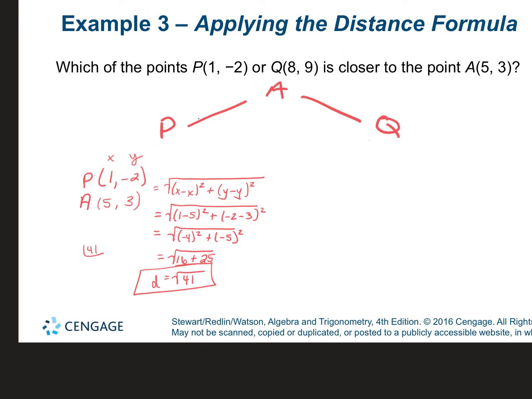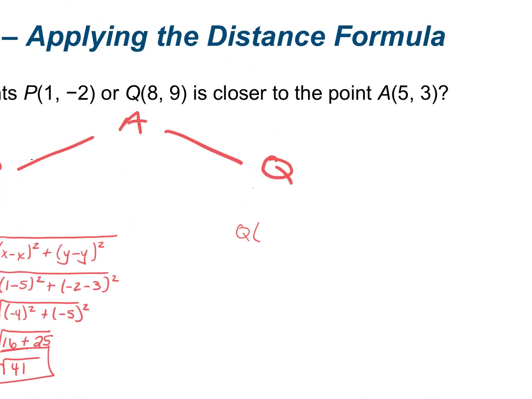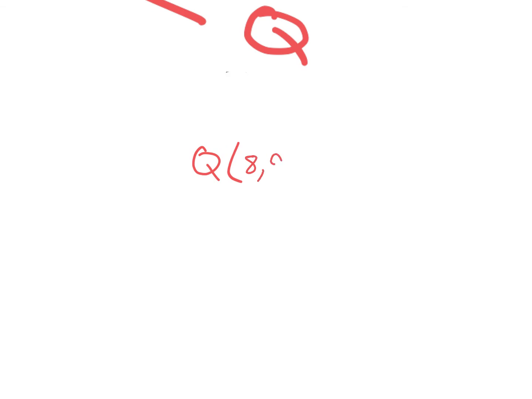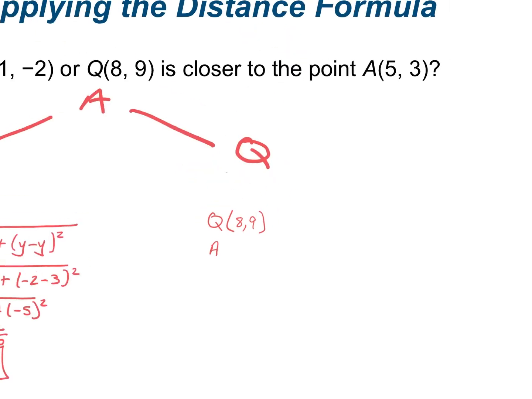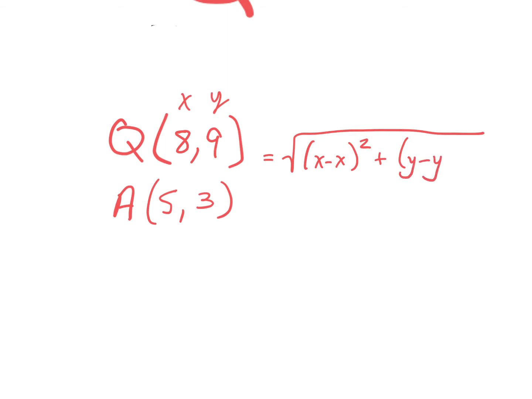Now I'm going to find the distance between Q and A. So I'm going to do the exact same thing. Q is what, (8, 9)? And A is (5, 3). Label my X column and my Y. Write out my formula: subtract the X's and square it, subtract the Y's and square it, add that value together, then take the square root. So underneath my big square root, my X is 8 minus 5.